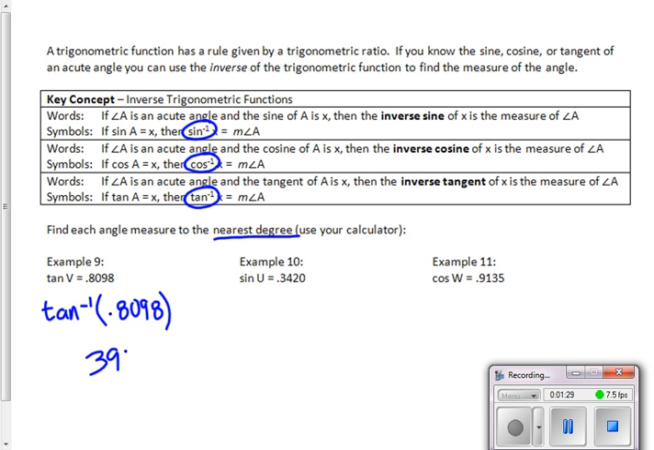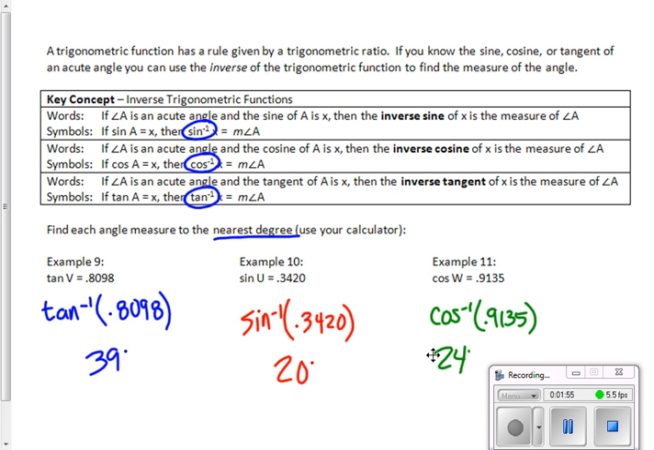Same in example 10 here, except we're going to use the inverse of the sine. Input it in our calculator, look at what's displayed, and again round to the nearest degree, so we have 20 degrees. And example 11, cosine W, we're going to figure out the inverse for cosine, and we should get 24 degrees.